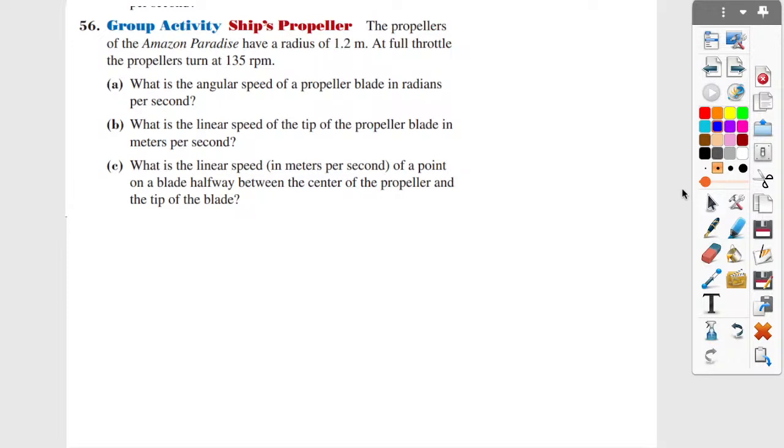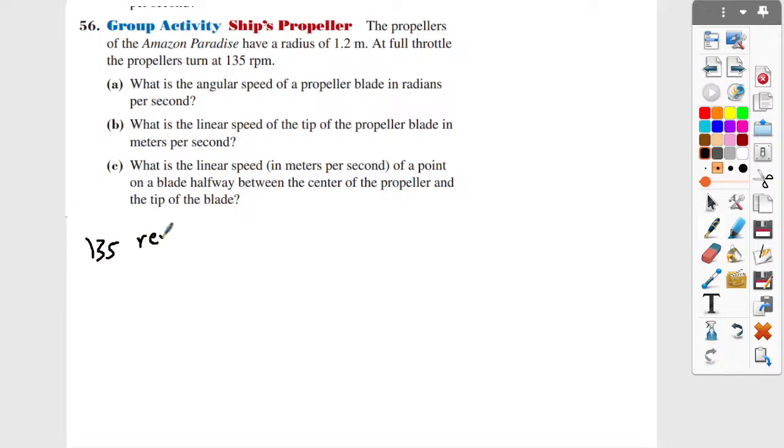Pillars of the Amazon paradise have a radius of 1.2. At full throttle, they rotate at 135 revolutions per minute. What is the angular speed in radians per second? So how do you get from revolutions per minute to radians per second?